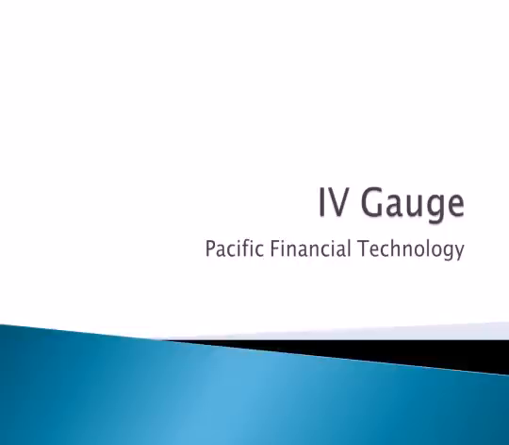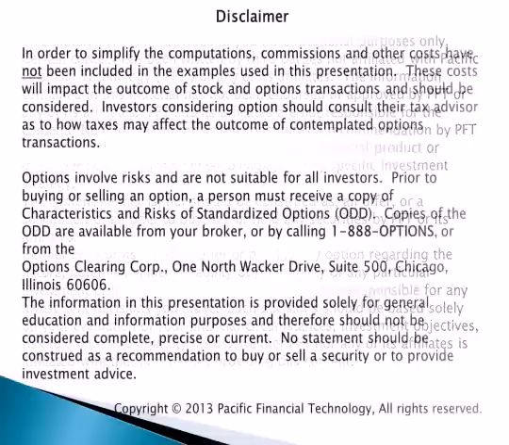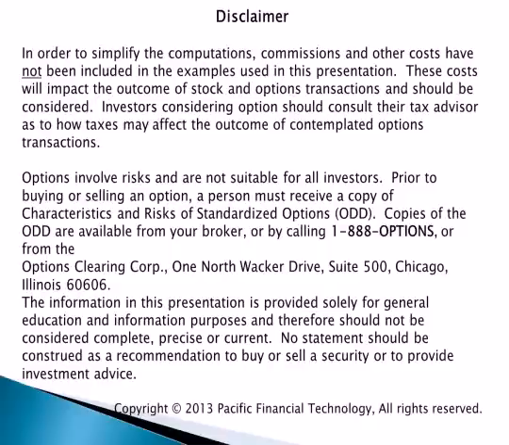However, before we start, I need to point out that options are not for everyone. And that can't be stressed enough. They're not for everyone. So you need to obtain and read a copy of Characteristics and Risks of Standardized Options before trading. You can get that by contacting the Option Clearing Corporation, or OCC, at 1-888-OPTIONS, or mailing a request to the address on the screen.